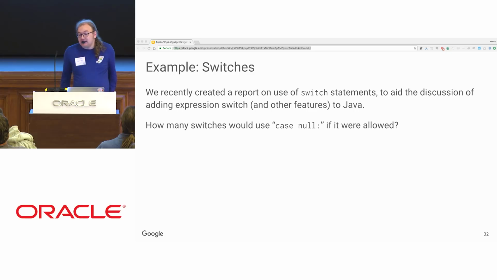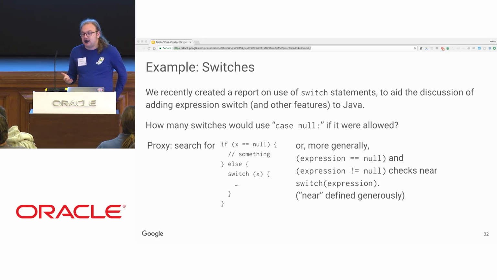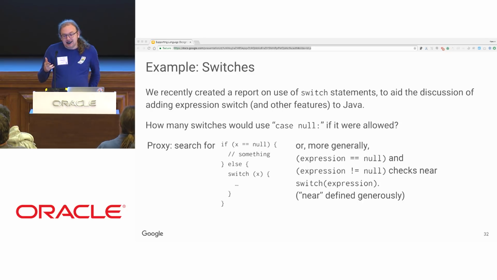How many switches would use case null if it were allowed? This is a tricky question. So what we searched for as a proxy was people checking if an expression was null somewhere near a switch on that same expression. We tried to be relatively liberal in our definition of what near was. I think it was within 3 nested blocks or 3 statements up or down, checking if that same expression is null or is not null somewhere in some if statement.